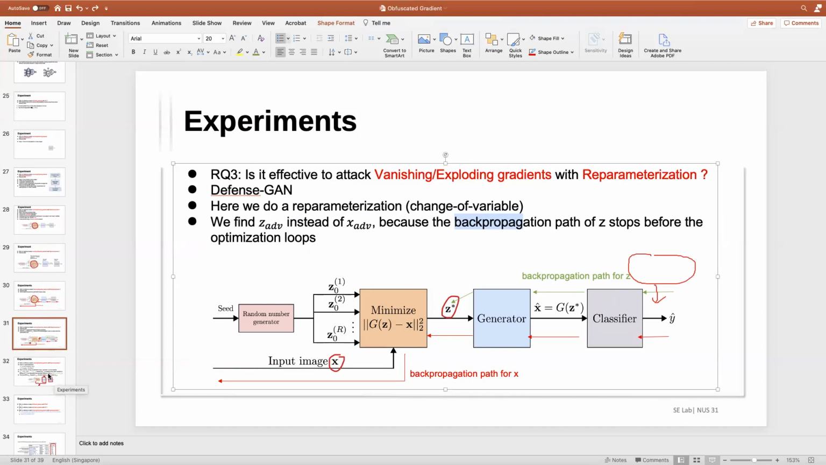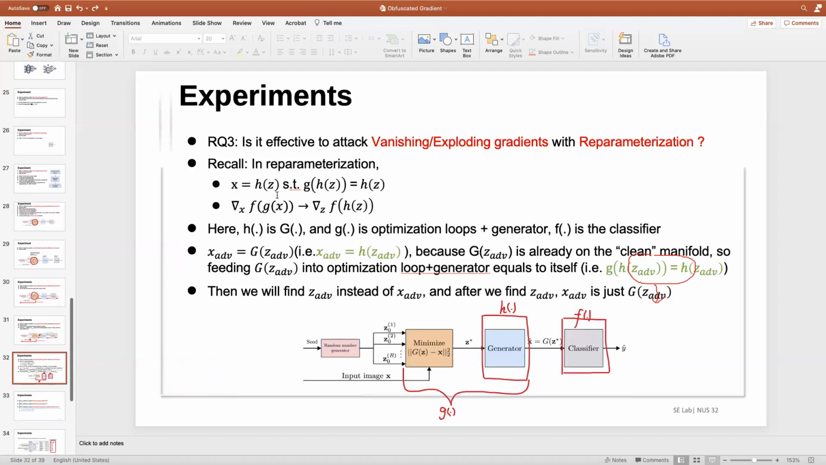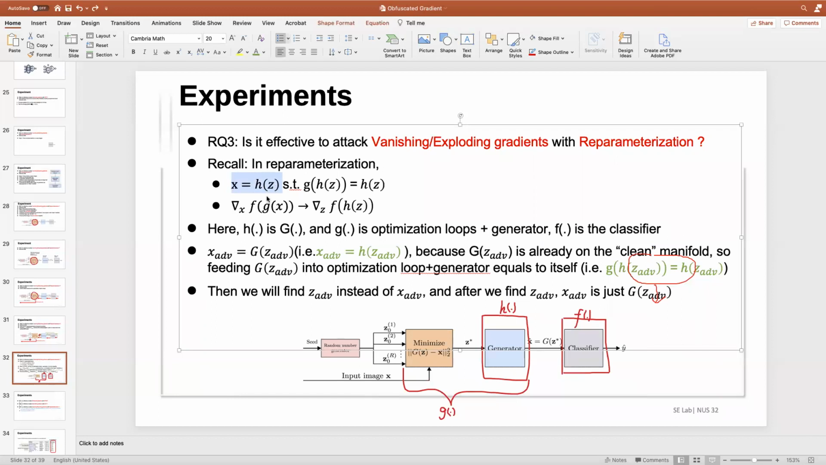Given that the decoder, or the G itself, is differentiable, we can just generate an image at X prime, right? Recall that in reparameterization, there is a relationship between X adversarial and Z adversarial. This relationship is just the generator here. The small g is the optimization loop plus the generator part, and F is the classifier part.